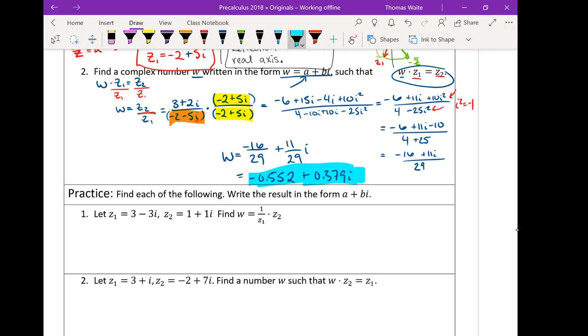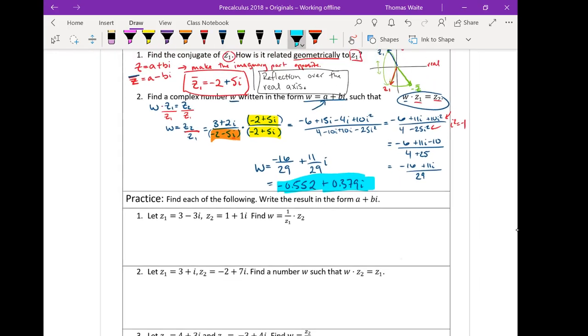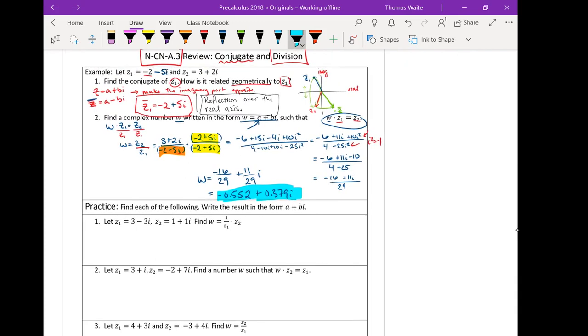If there were any errors, you could go back and see if maybe you changed a sign or something when we were simplifying. Great. That's pretty much it. We need to know what the conjugate is, what it means geometrically, and how we can use it to help us divide. That's essentially what's in this standard.